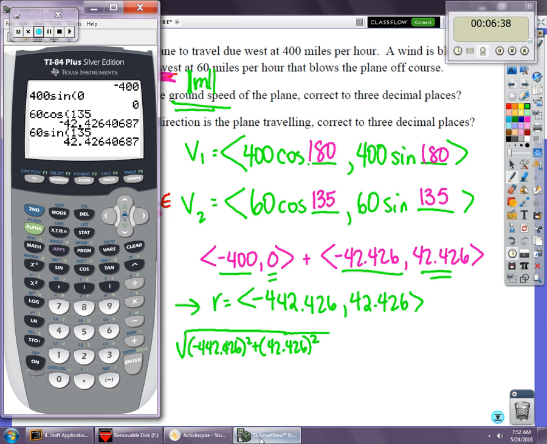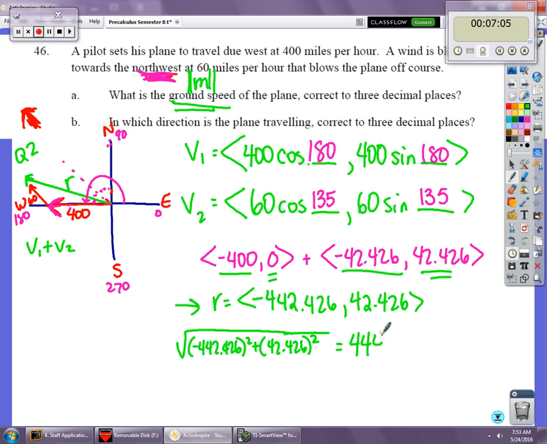Okay, so I'm going to do negative 442.426, close it up, square it, and then 42.426, square it. Okay, and I'm going to take the square root of that answer. 444.456 miles per hour. This is the ground speed. So this is part A.